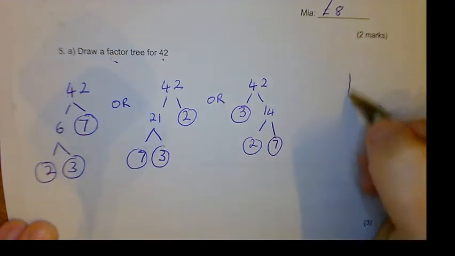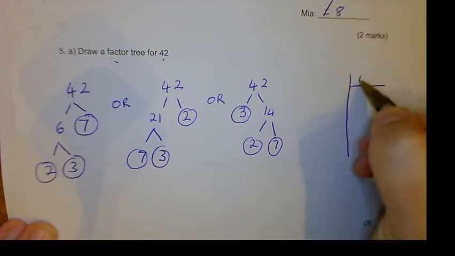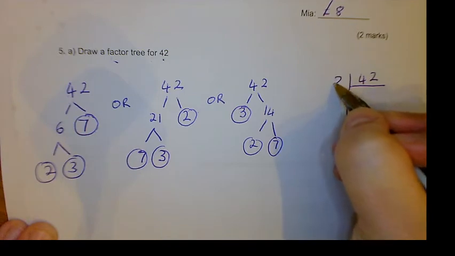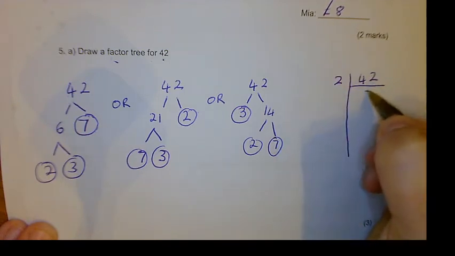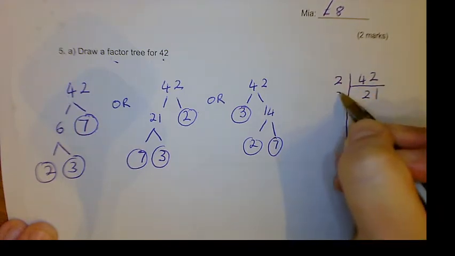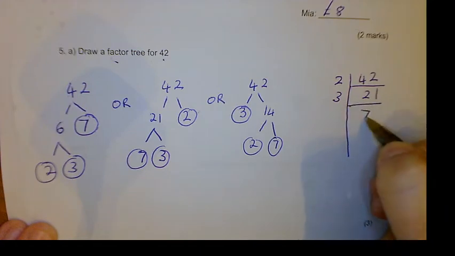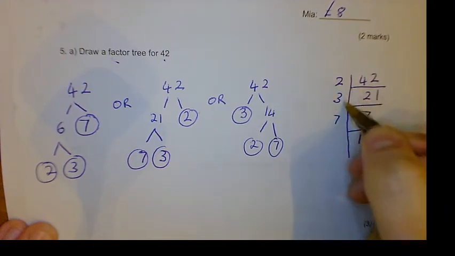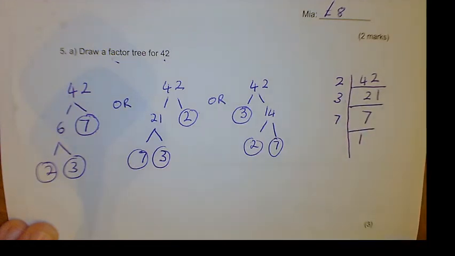So if you did the ladder, remember, we start with our prime numbers. So 2 goes into 42 21 times. 3 goes into 21 7. 7 goes into 7 once. 2, 3, 7. Exactly the same numbers.